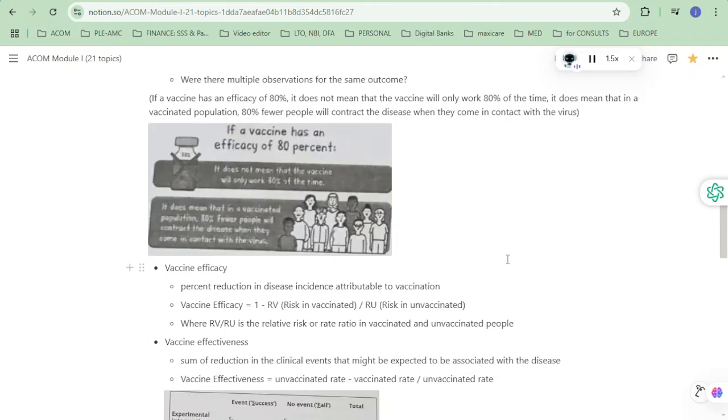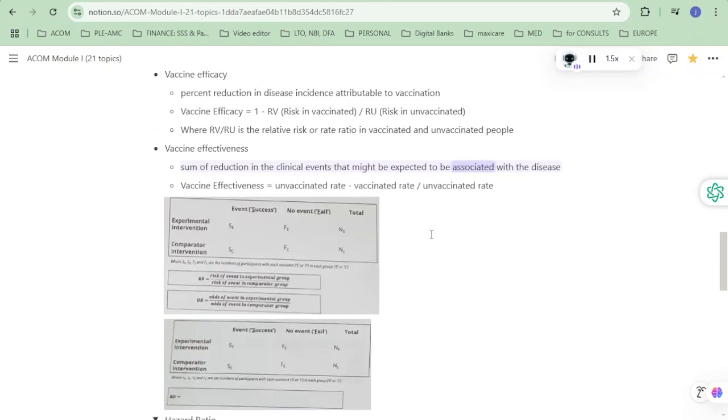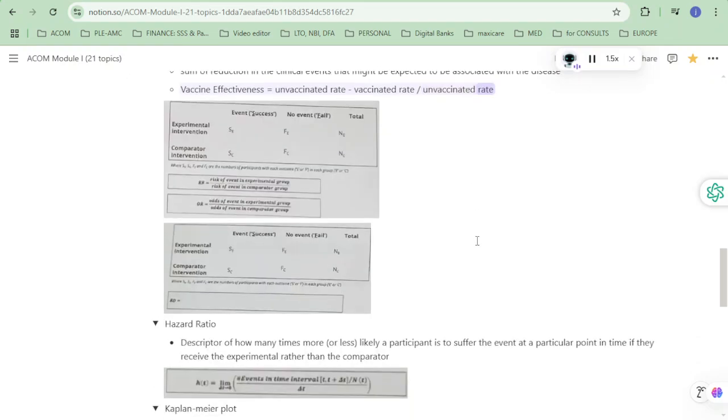Vaccine efficacy. Percent reduction in disease incidence attributable to vaccination. Vaccine efficacy equals 1 minus RV, risk in vaccinated, divided by RU, risk in unvaccinated, where RV/RU is the relative risk or rate ratio in vaccinated and unvaccinated people. Vaccine effectiveness. Reduction in the clinical events that might be expected to be associated with the disease. Vaccine effectiveness equals unvaccinated rate minus vaccinated rate, divided by unvaccinated rate.